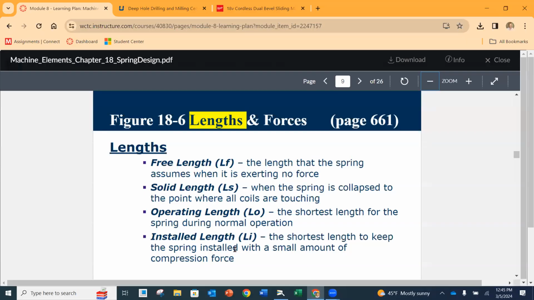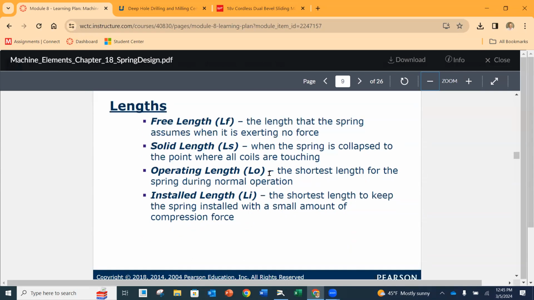And then lastly, an installed length. When we put a spring into a mechanism, we are going to have a little bit of tension on that. So that's going to be the shortest length to keep it actually installed with a small amount of compression on it. Okay. So when it's in its working state, it's going to be between this installed length and its operating length. Okay. And then really, it's never intended to get down to the solid length. That's just what it is when all of them are collapsed.